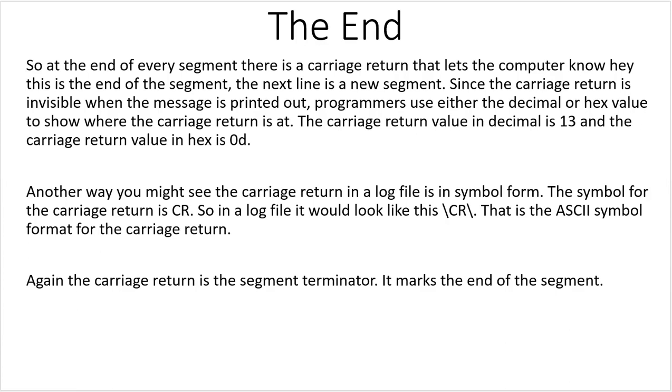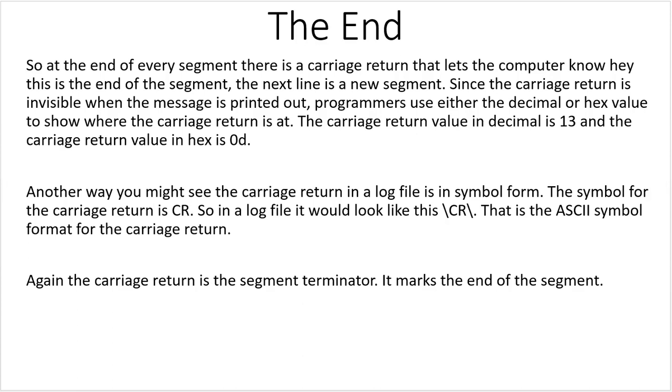Since the carriage return is invisible when the message is printed out, programmers either use the decimal or hex value to show where the carriage return is at. The carriage return value in decimal is 13, and the carriage return value in hex is 0D. Another way you might see the carriage return in a log file is in symbol form. The symbol for the carriage return is CR. So in the log file, it would look like this, /CR/. That is the ASCII symbol format for the carriage return.